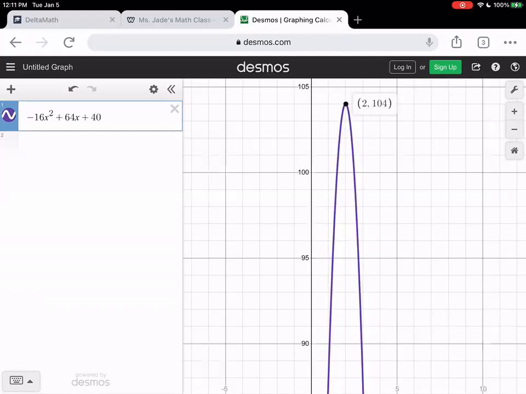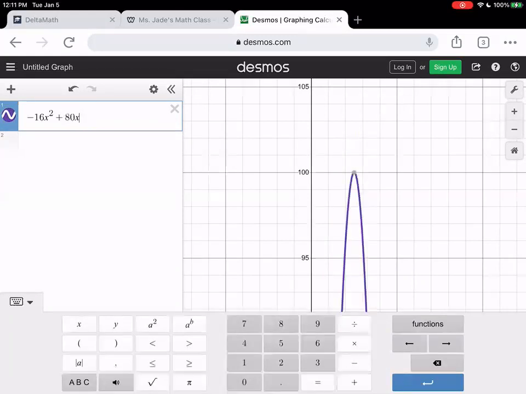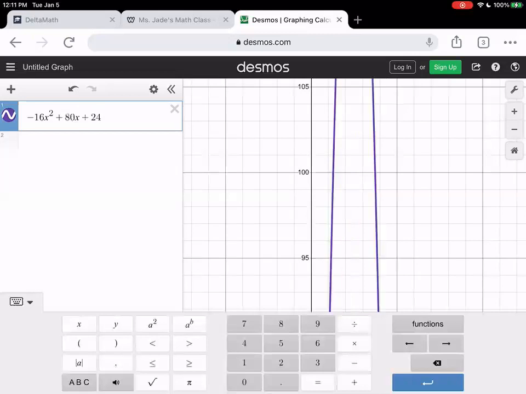Oh, is it? Wait, did I just type the equation wrong? Oh, yeah, I was looking at the wrong problem. I mean, number 3. My bad. Let me delete this and type the proper equation. Number 1's equation was negative 16t squared plus 80t plus 24. Thank you to the student who told me I typed it wrong. So negative 16x squared plus 80x plus 24.